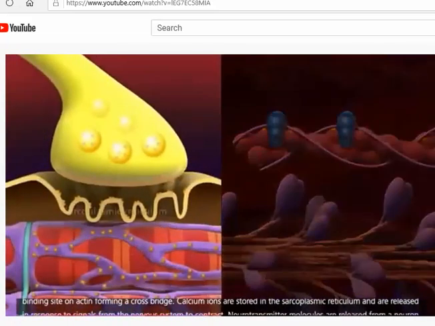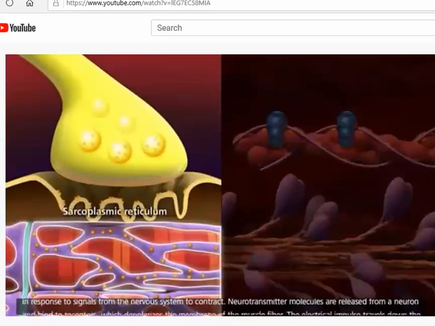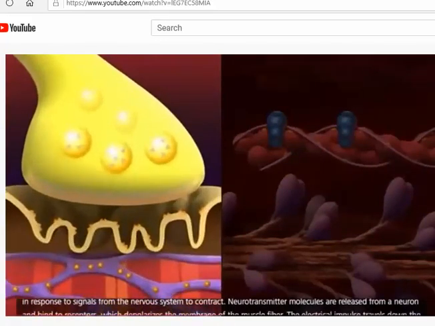Calcium ions are stored in the sarcoplasmic reticulum and are released in response to signals from the nervous system to contract.